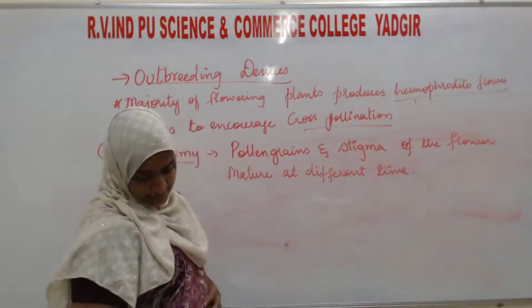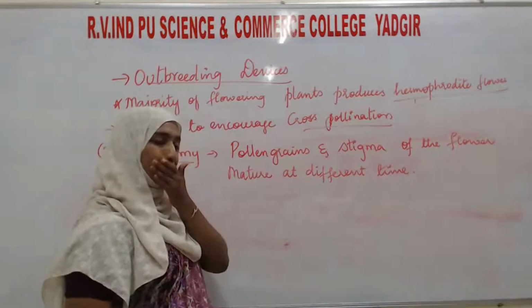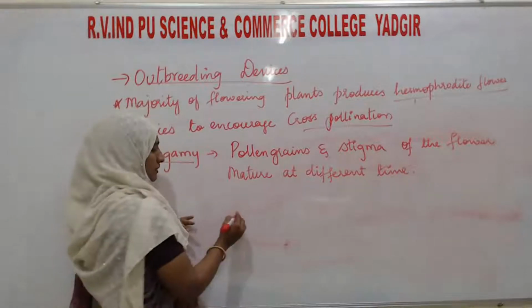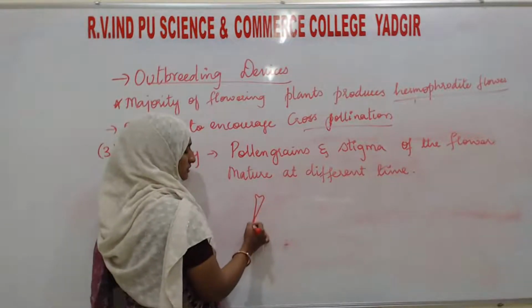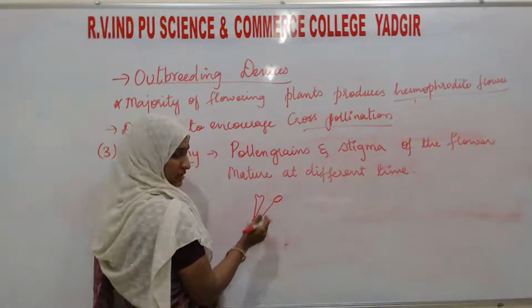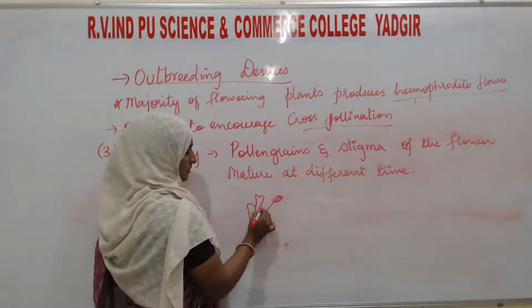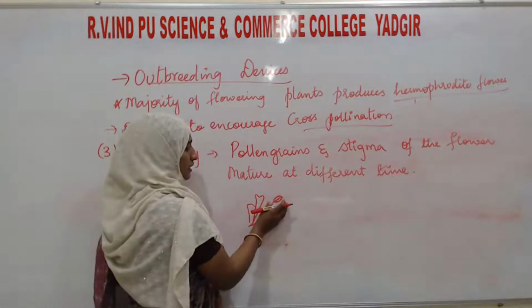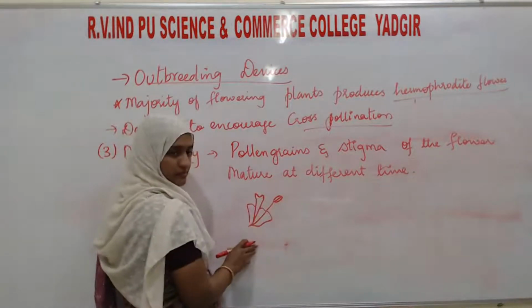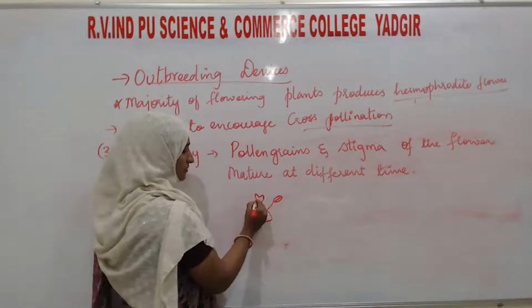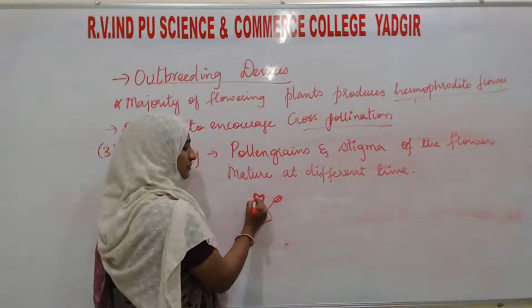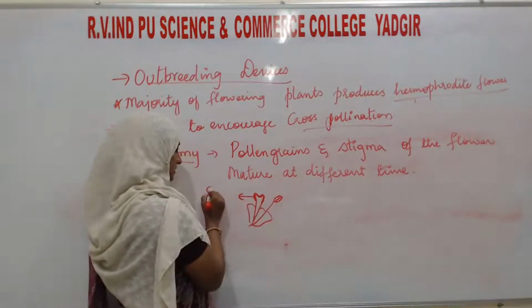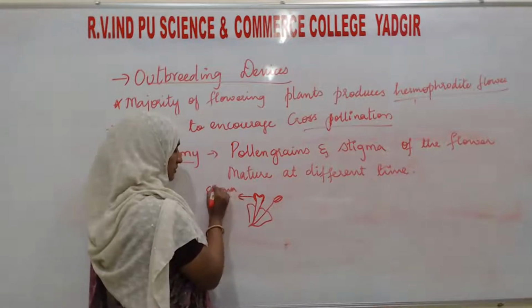What happens here? See, this is the stigma and this is the anther. In the same flower, this is the flower. In the same flower, what happens is, here stigma is mature. Stigma is ready to receive the pollen grain. Stigma is mature.